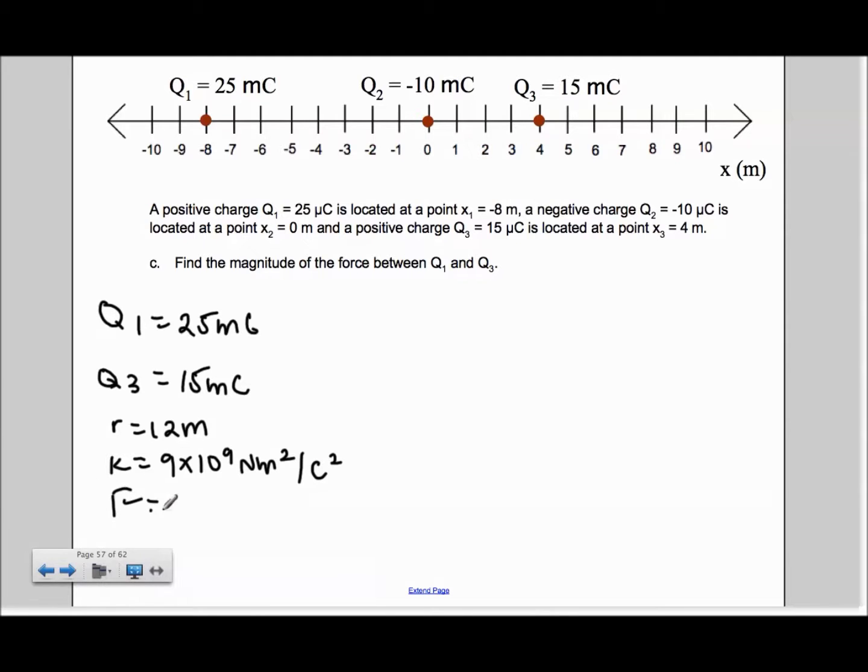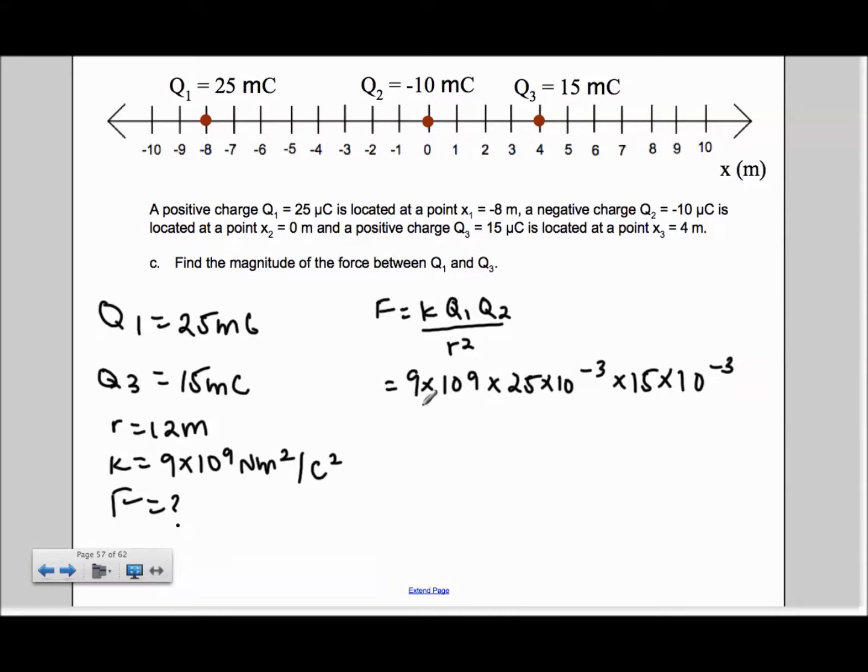So we use the equation force is equal to K times Q1 Q3 over R squared. So plugging in numbers, we get that force is equal to 9 times 10 to the 9 times 25 times 10 to the negative 3, since this is millicoulombs, times 15 times 10 to the negative 3, since that is also millicoulombs, over 12 squared. So simplifying this, we get that force Q1 Q3 is equal to 23,437.5 newtons.